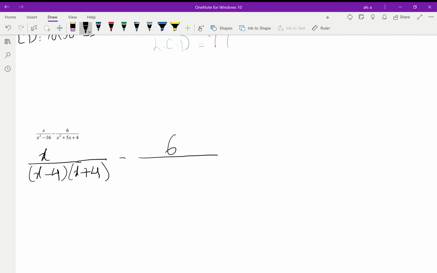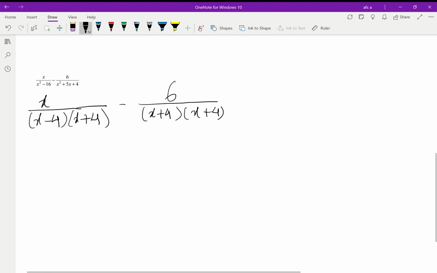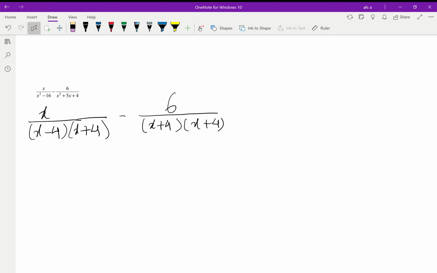And then when you take the second one, which is a quadratic polynomial, x squared plus 5x plus 4, you have to break it down into its factors, and the factors for that are going to come out to be x plus 4 and x plus 4. Now, if you like, you can write it down as x plus 4 whole squared, but that's a matter of preference. Now, let's see how we're going to work with this to find the denominator.